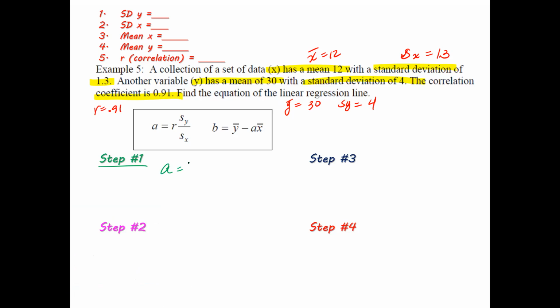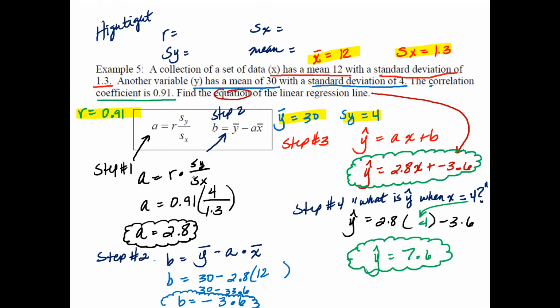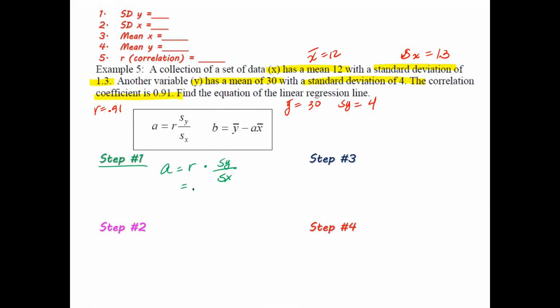Step 1 is for the value of a, which is r times SY divided by SX. Let's substitute everything in. r is 0.91, SY is 4, divided by SX, which is 1.3. Grab your calculator and divide it, multiply by 0.91, and you should get 2.8 for your a value.